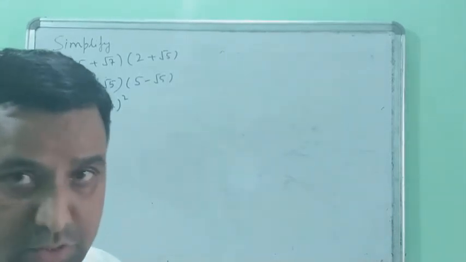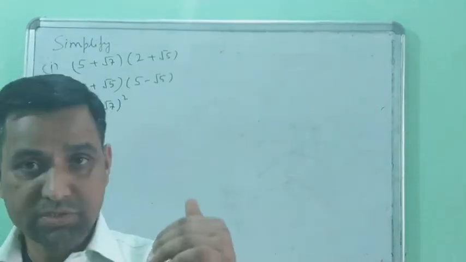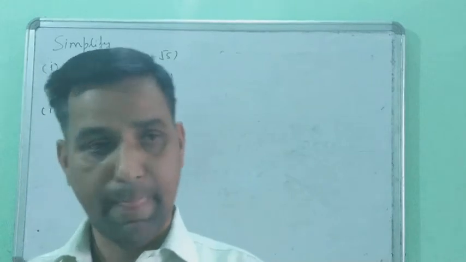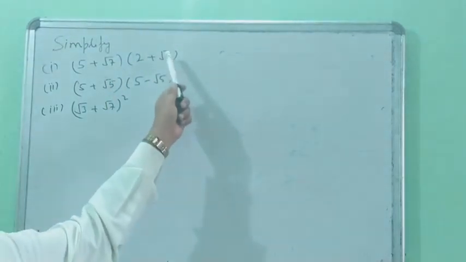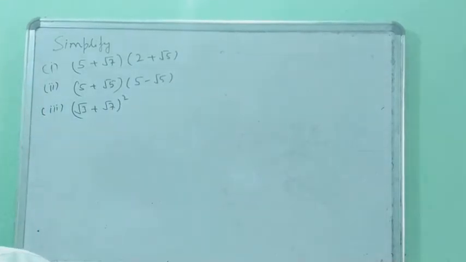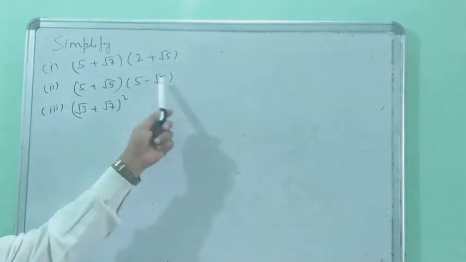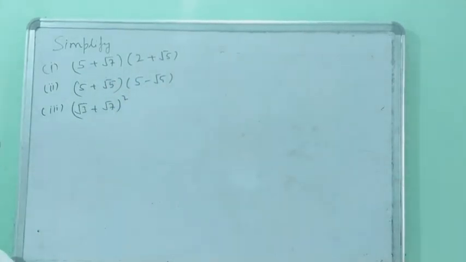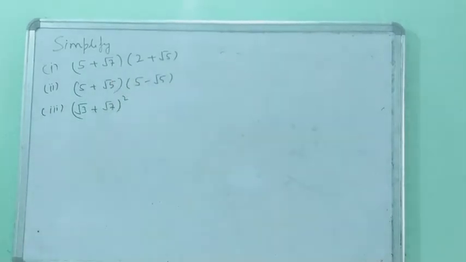I am taking 3 questions here, 3 questions in multiplication. The 3 questions are in irrational form. When you multiply, what result comes, rational or irrational? The 3 questions are different types. This question is in irrational form, this question is in irrational form, and this question is also in irrational form. But when you multiply in these questions, the result will come different.